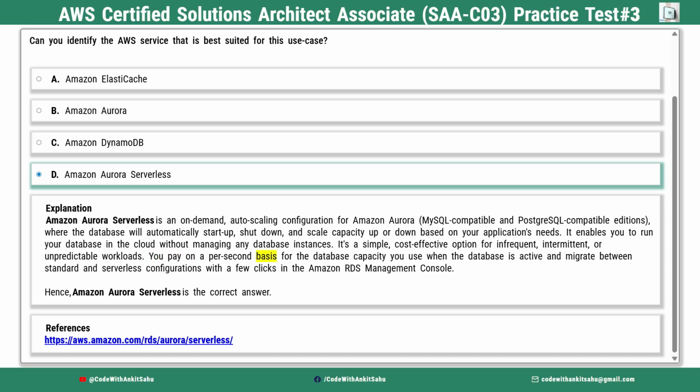You pay on a per-second basis for the database capacity you use when the database is active, and migrate between standard and serverless configurations with a few clicks in the Amazon RDS Management Console. Hence, Amazon Aurora Serverless is the correct answer. References.